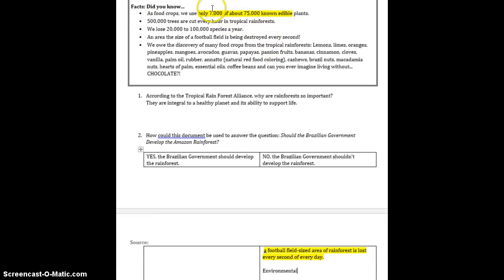We could say something about this 7,000 of the 7,500 known edible plants. Maybe we would say yes, we do need to develop the rainforest so that we can use those crops that we are not currently using. The other thing it says is to look at the discovery of so many foods that we have made. We see also essential oils, coffee beans, and other medications that we find in the rainforest. Maybe we need to develop that rainforest so that we can find all of those things.